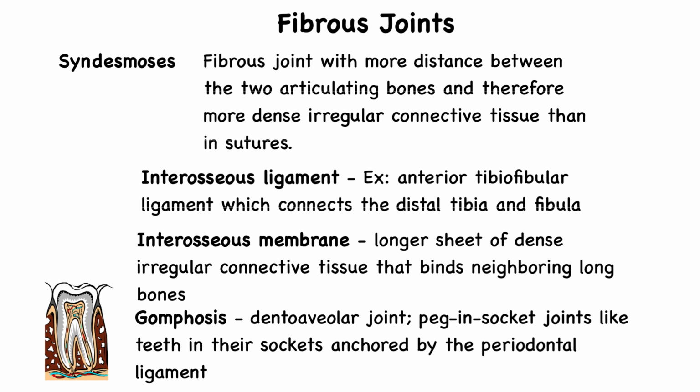And then there is a gomphosis, or dentoalveolar joint. These are peg and socket joints like teeth in their sockets, and they are going to be anchored by the periodontal ligament.